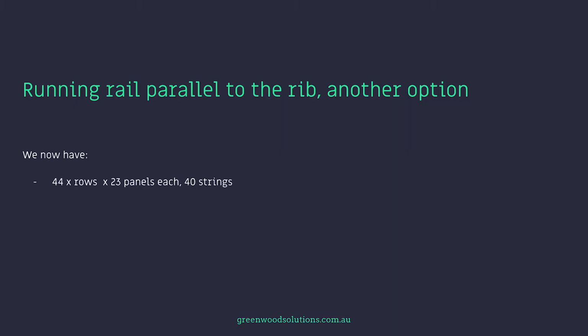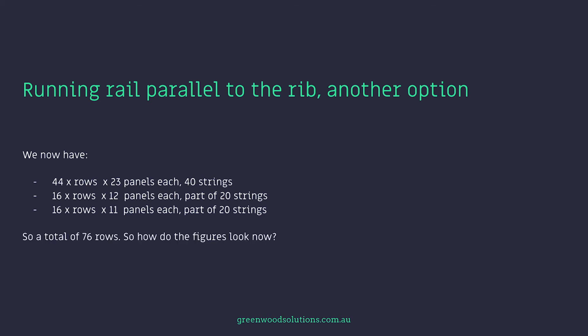We now have 44 rows of 23 panels each, so 40 strings. We have 16 rows of 12 panels each, and we have 16 rows of 11 panels each, and that's part of 20 strings. So we've got a total of 76 rows. So how the figures look now.